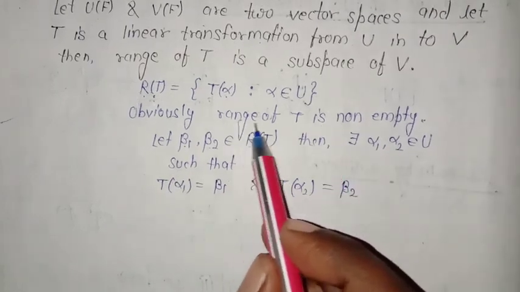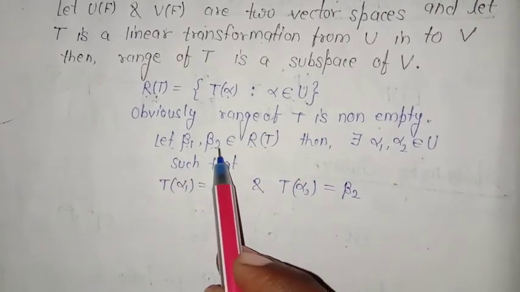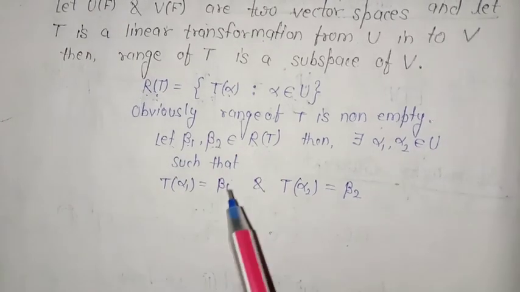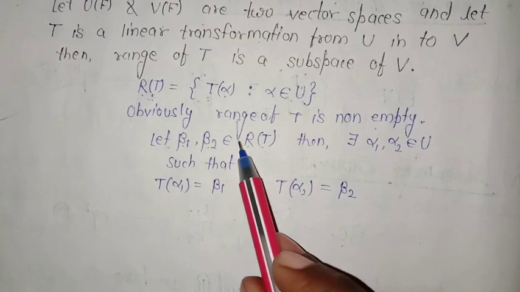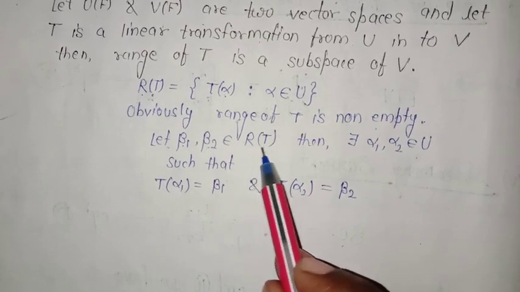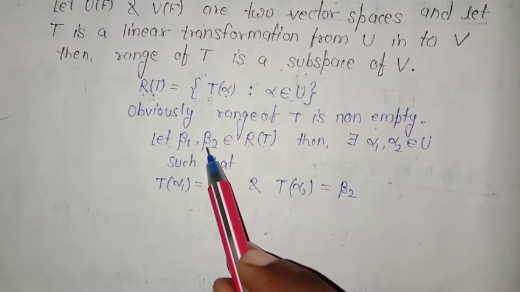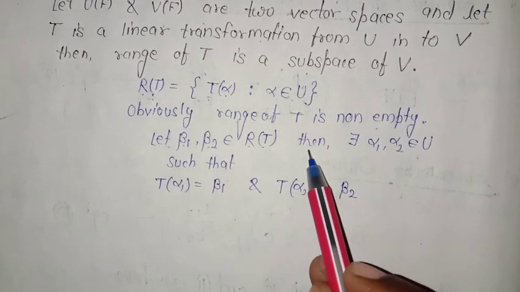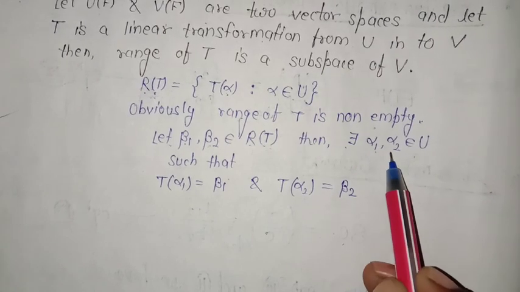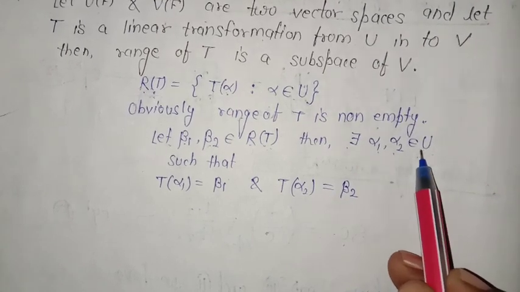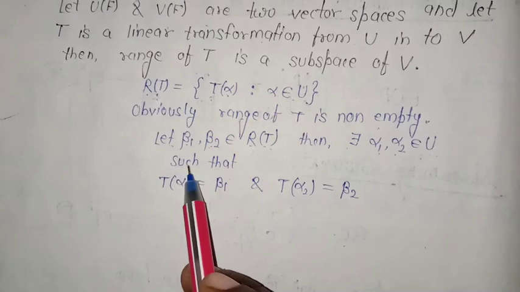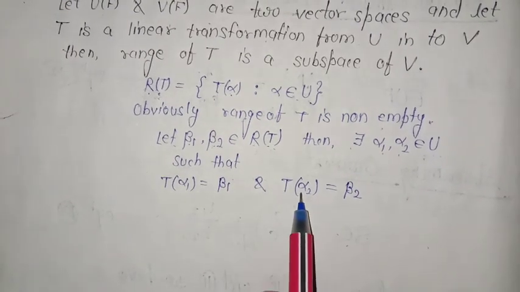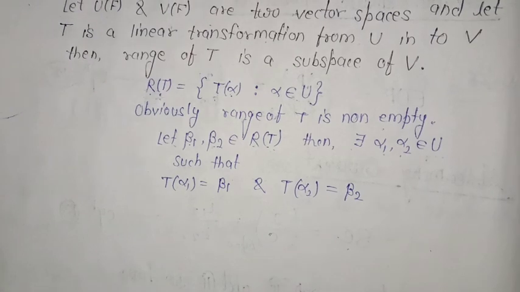So if this set is non-empty, we can take two elements in this set. Let beta 1 and beta 2 belong to the range of T. If there are two elements in this set, then corresponding to these two elements there must be some pre-images. So there exist alpha 1 and alpha 2 belonging to the domain space U, such that T of alpha 1 is equal to beta 1 and T of alpha 2 is equal to beta 2.